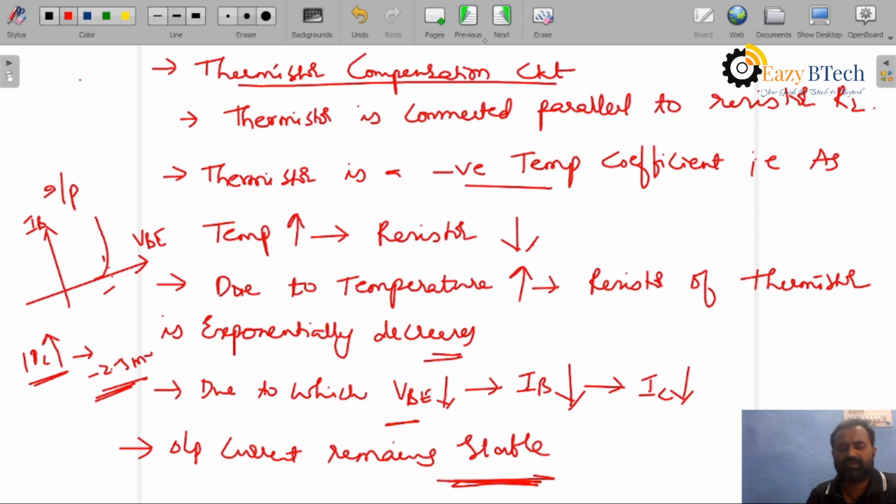Okay, students, this is about a thermistor.